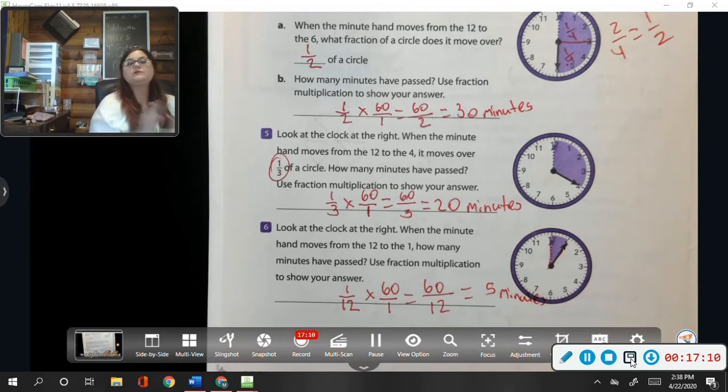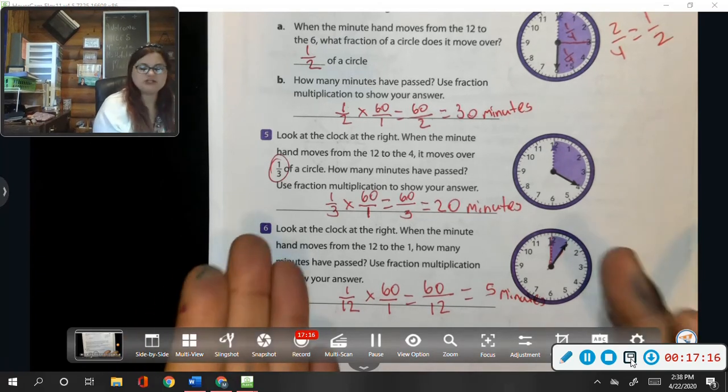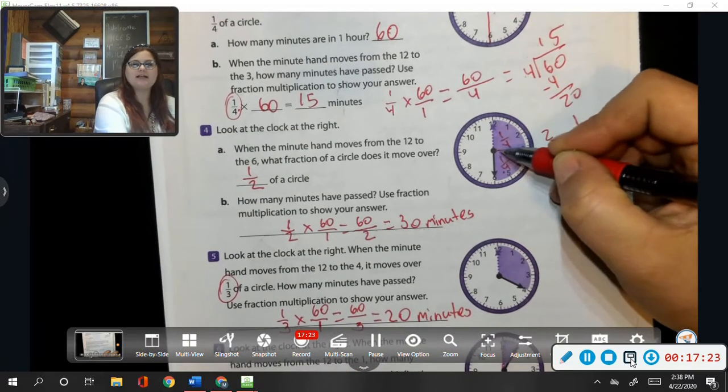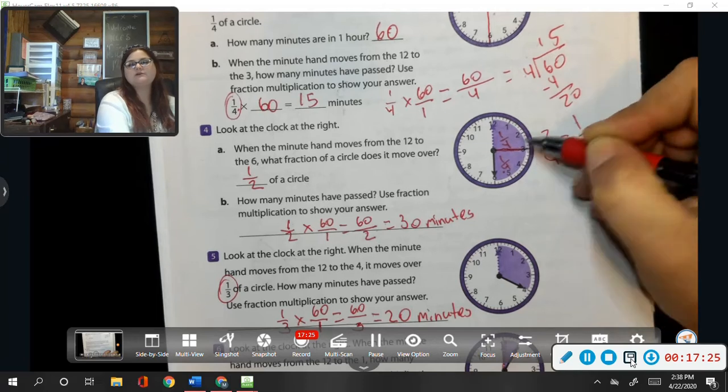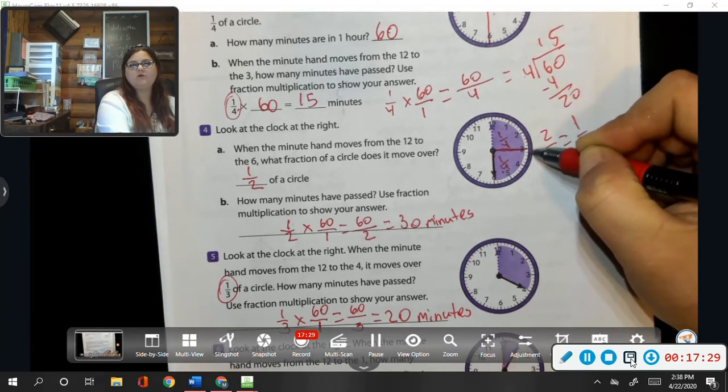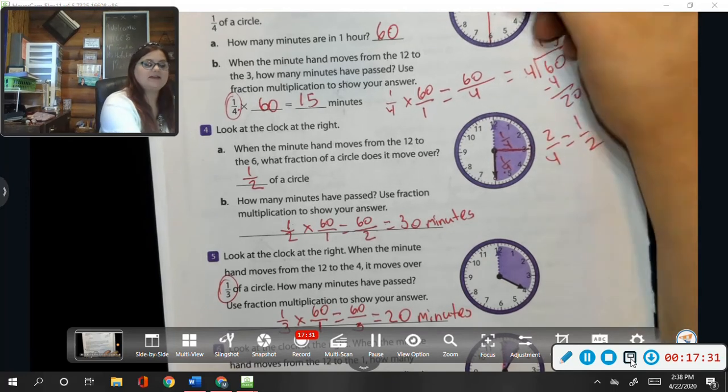Now, you might be wondering, Miss Hotchkiss, we are not supposed to be working in time. We've already done a lesson on time and money. What does this have to do with angles? Well, it has a lot to do with angles because each time we were calculating this, we were actually looking at the angle. How open was this angle?